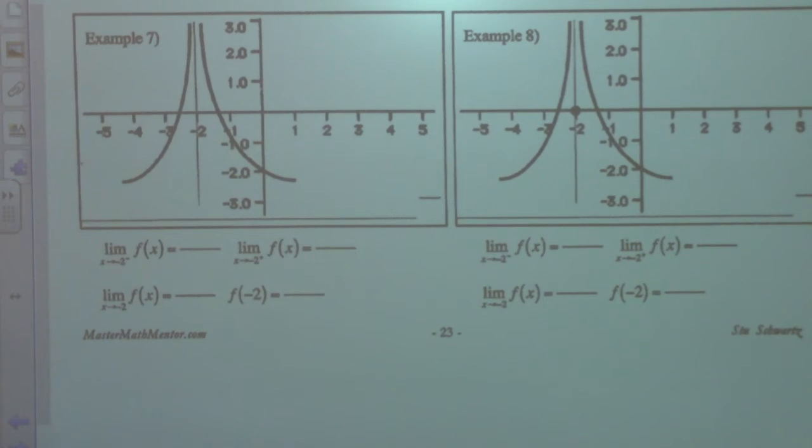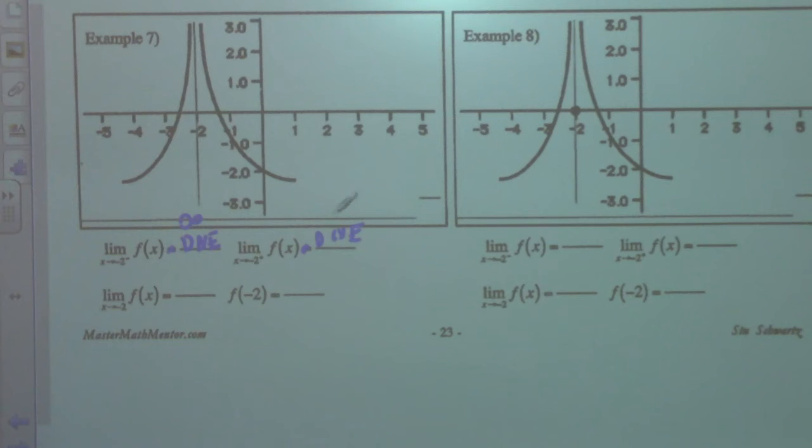Okay, example 7. Limit as x approaches 2 from the left side of f of x is? Does not exist. Yep, positive infinity. And limit as x approaches 1 from the right side? Does not exist. Also positive infinity.